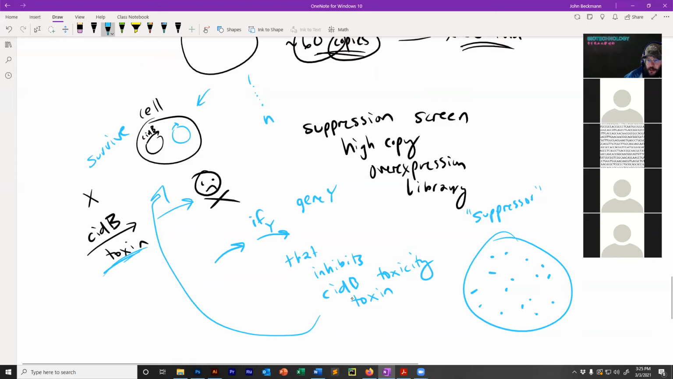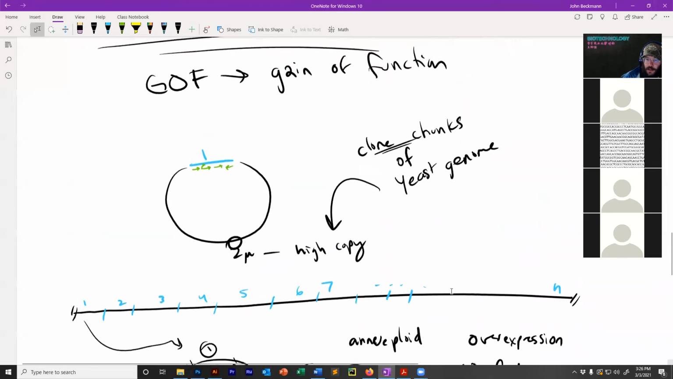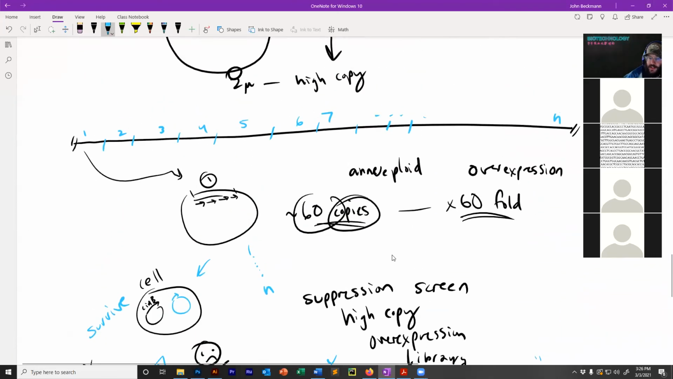Okay, so this is what we call a suppression screen. Okay, number 2, recombinate large genomic chunks. That's kind of what I've already explained here, where if you're doing gain of function experiments, you can create scenarios where you're cloning out large chunks of the genome that might have essentially a whole bunch of ORFs. And this is on a plasmid in this case. So it's a smaller way to do it.